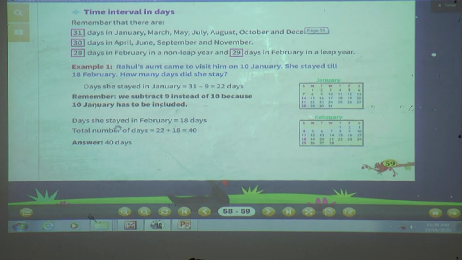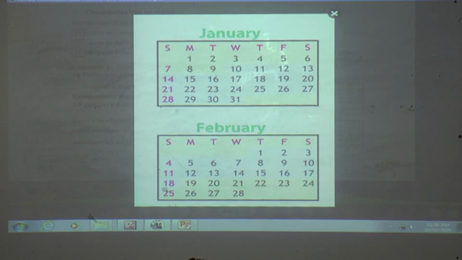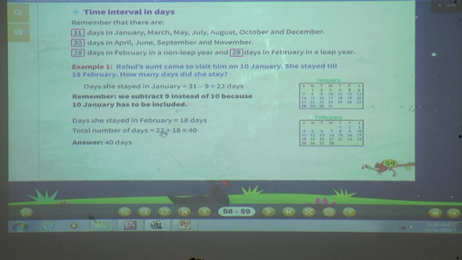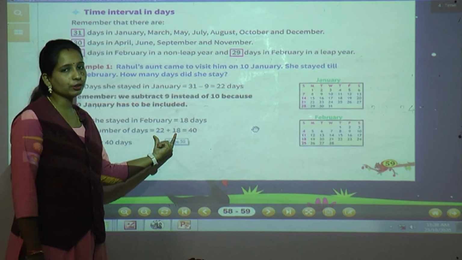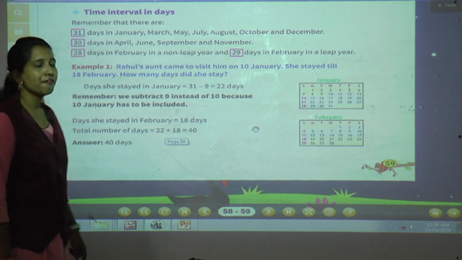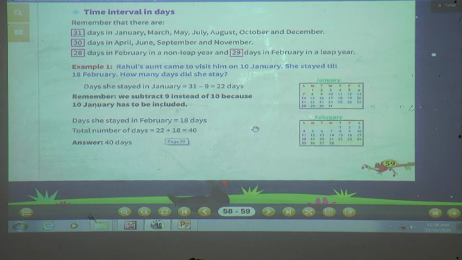Now what about February? Days she stayed in February are already given. She stayed till 18th February. So of course it will be counted from 1st to 18. Orally also we can say that the total is 18 only. Now total number of days in January and February. January month, how many days did she stay here? See, 22 days, and in February 18. So if you add both the months' numbers together, we get 40. So what is the answer? 40 days. How many days did she stay? She stayed for 40 days.